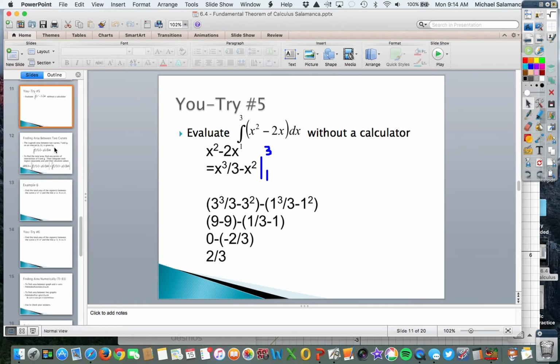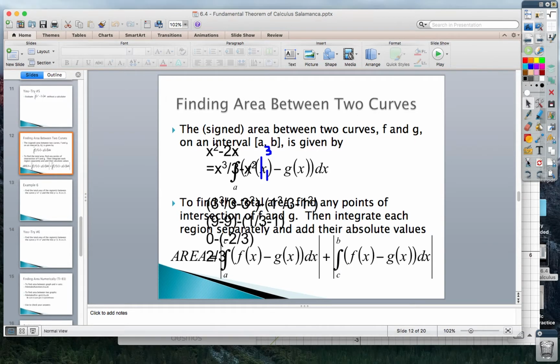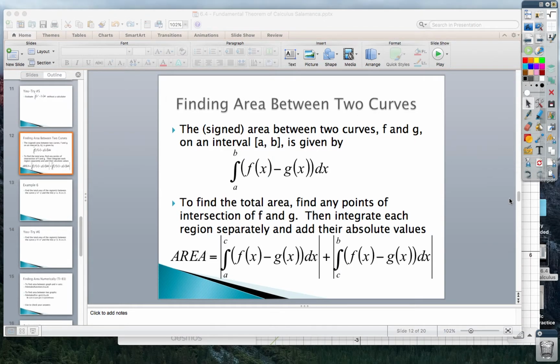So let's look at another type of application for the fundamental theorem. This is finding the area between two curves. It says the signed area between two curves f and g on an interval from a to b is given by the integral from a to b of f of x minus g of x dx. Now, to find the total area, we find any points of intersection of f and g, then integrate each region separately and add their absolute values. So this part's really important.